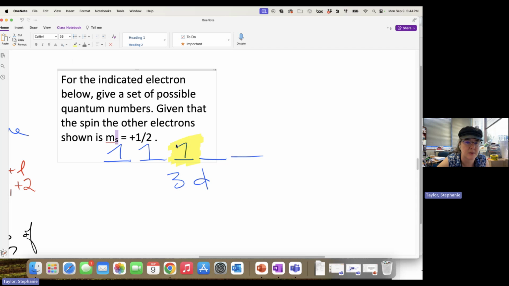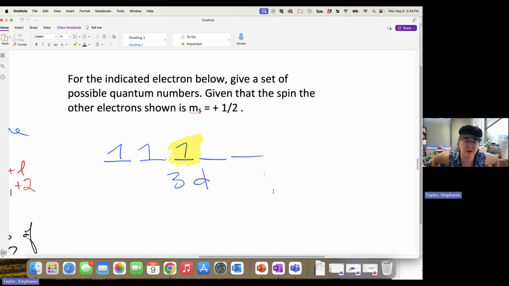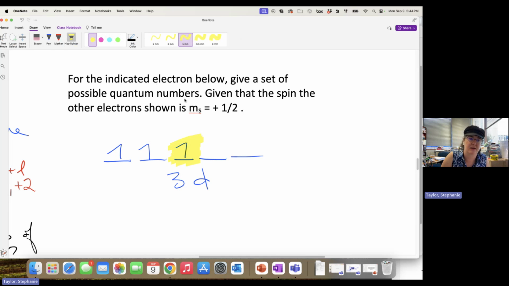Subscript. Will you give me my cute little fractiony thing? Nope. Okay, fine. So this is now my question. My indicated electron is the one that's highlighted. We have a tendency to circle stuff, so that way I have information on some of the electrons, but not this one.